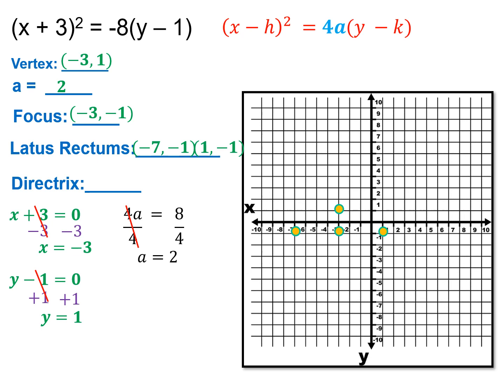So it's important to get the latus rectums because these points will tell you how wide the opening of your parabola is.